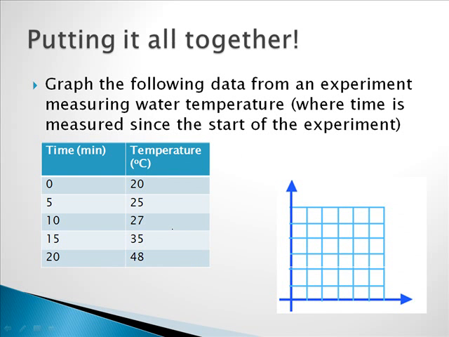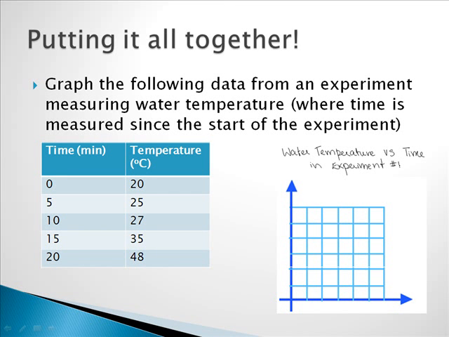So finally, let's put all of this together and actually do a sample graph. So here we're given data from an experiment measuring water temperature as a function of time. So let's go ahead and plot the data points and label the graph. First, let's start with our title. So here we've given the title Water Temperature versus Time in experiment number 1.